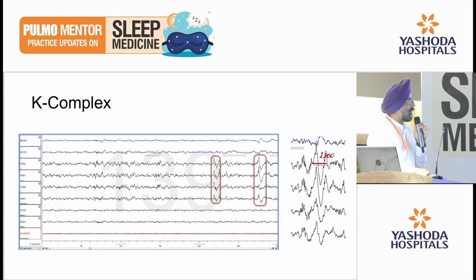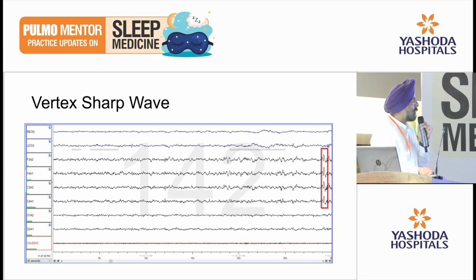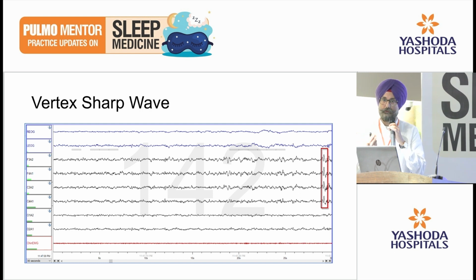You can see a K complex. A K complex also comes suddenly out of LAMF activity, usually seen in the frontal channels. It has a negative deflection going up, a positive deflection going down, and then coming back. This component going up, down, and back is called a K complex, and its duration is usually more than 0.5 seconds. Vertex sharp waves are usually seen in the central channels. They also have an up and a down component. They look like a K complex, but the difference is that the duration of a vertex sharp wave is less than 0.5 seconds.